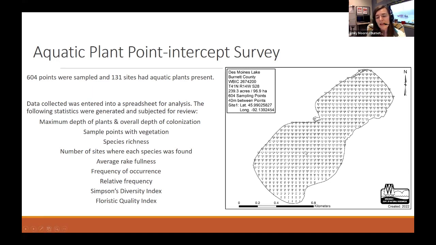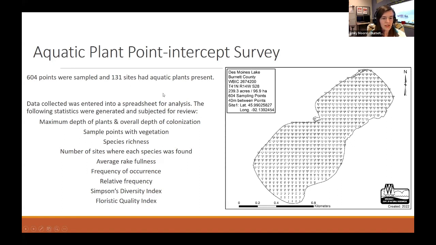And with Des Moines Lake, there was a lot of points that were over our littoral zone. So those are the deeper areas of the lake, between like 15 and like 20, 30 feet plus in water depth. Of the total 604 points that were sampled, only 131 of those sites contained aquatic plants. As you can imagine, each lake varies with how many aquatic plants are present.